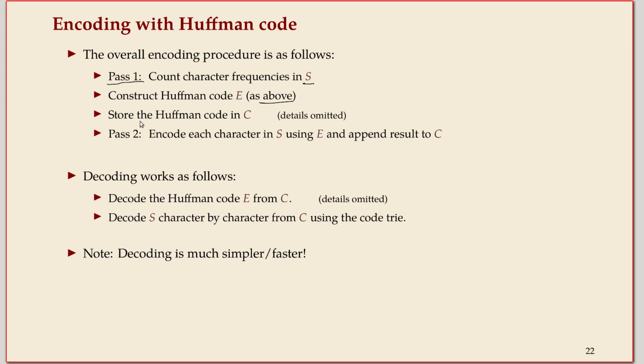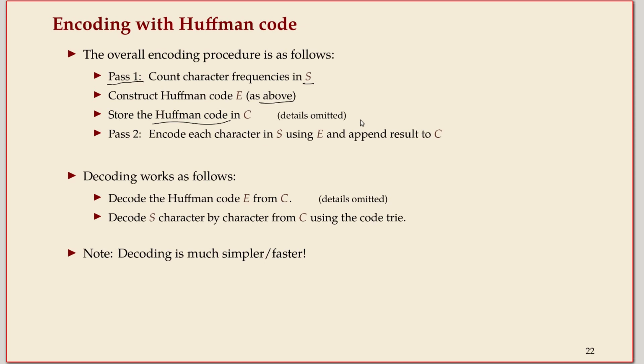The next step is, because the code depends on the source text, we can't really decode well without knowing the source text. But that's a problem, because we want to decode the source text from the coded text. What that means is we have to store the Huffman code itself as part of the coded text. We have to somehow tell the decoder, look, this is the code words for the letters that I will use for the rest of the source text.